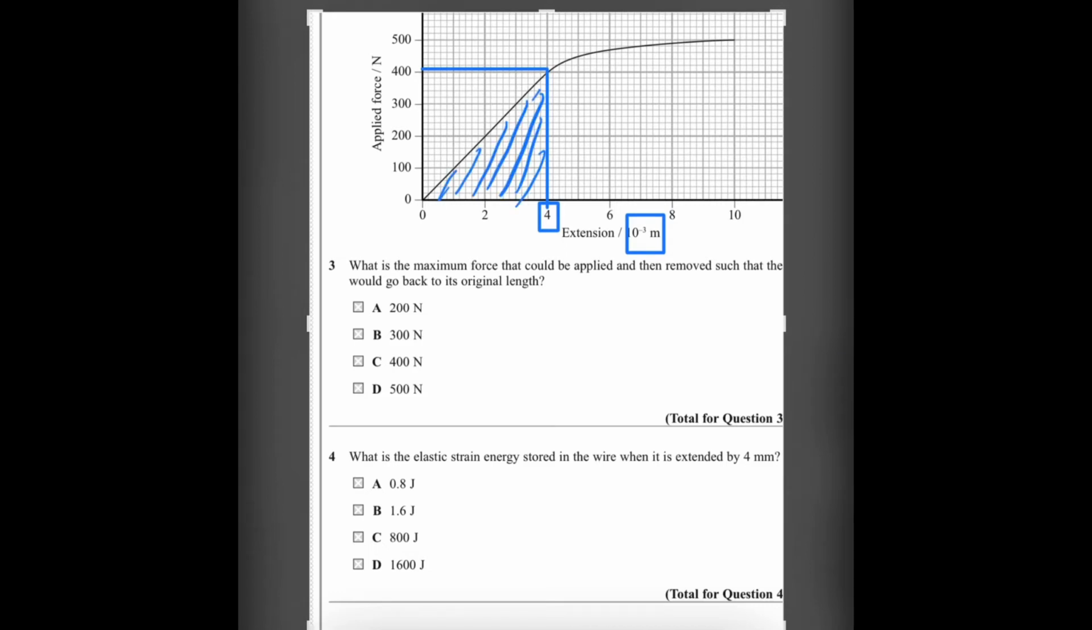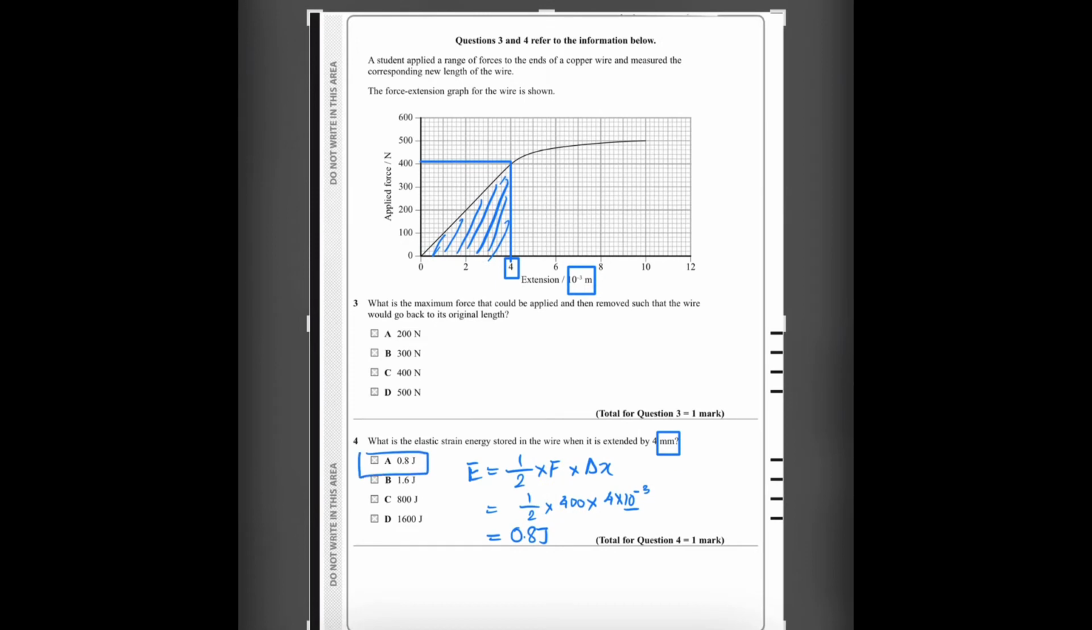The area under the graph is actually a triangle. So the area under the graph would be E equals half into force into del x, the extension. So half into the force, 400 newtons, into 4 milli, which is 10 to the power minus 3. Since we are removing a prefix, we are multiplying, right? We are not adding a prefix. So by calculator the answer is 0.8 joules. So the answer to question 4 is A.